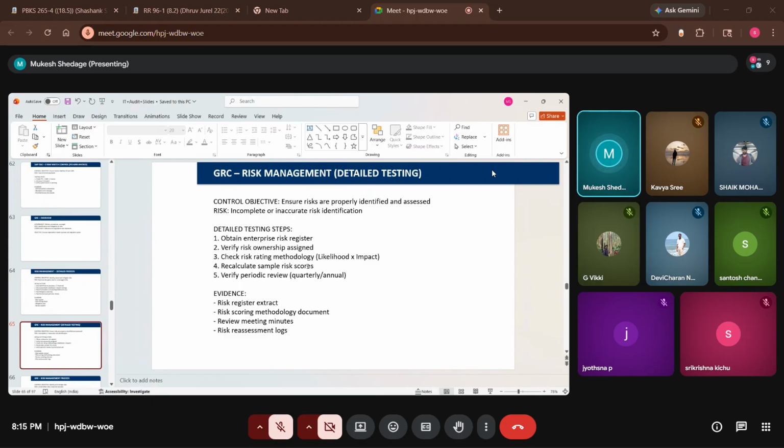Then the risk methodology needs to be checked. You need to check the risk methodology, likelihood and impact, and risk scoring. Recalculate whether they have done it correctly or not. And then the periodic review. As I said, you need to have a review report. That's it. So these are the detailed steps, or the 5 stages, with which we will check how they are treating the risk.